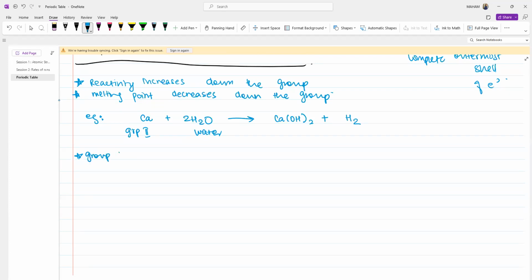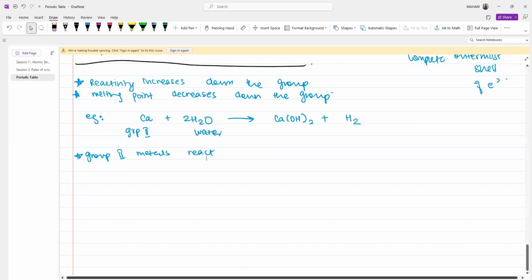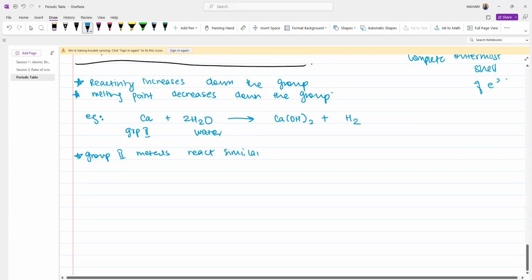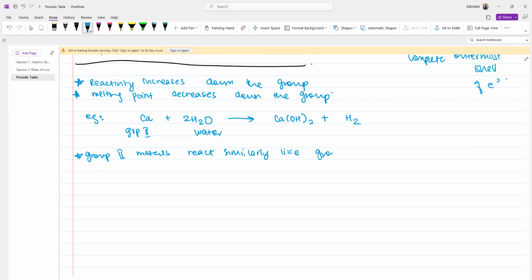So group 2 metals react. Just give me a minute. Okay. So group 2 metals react very similarly like group 1. They react similarly like group 1, but less rigorously.